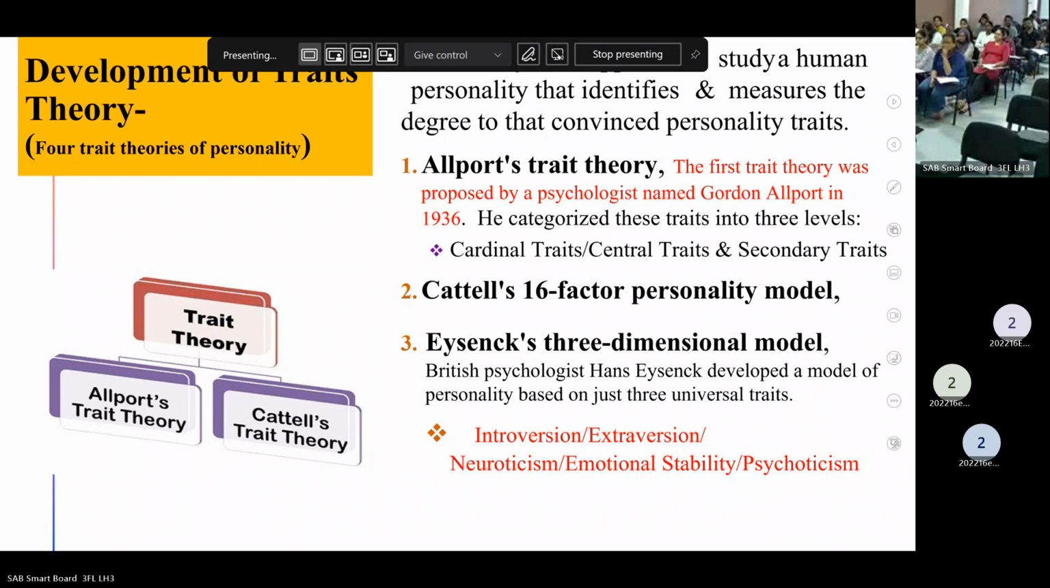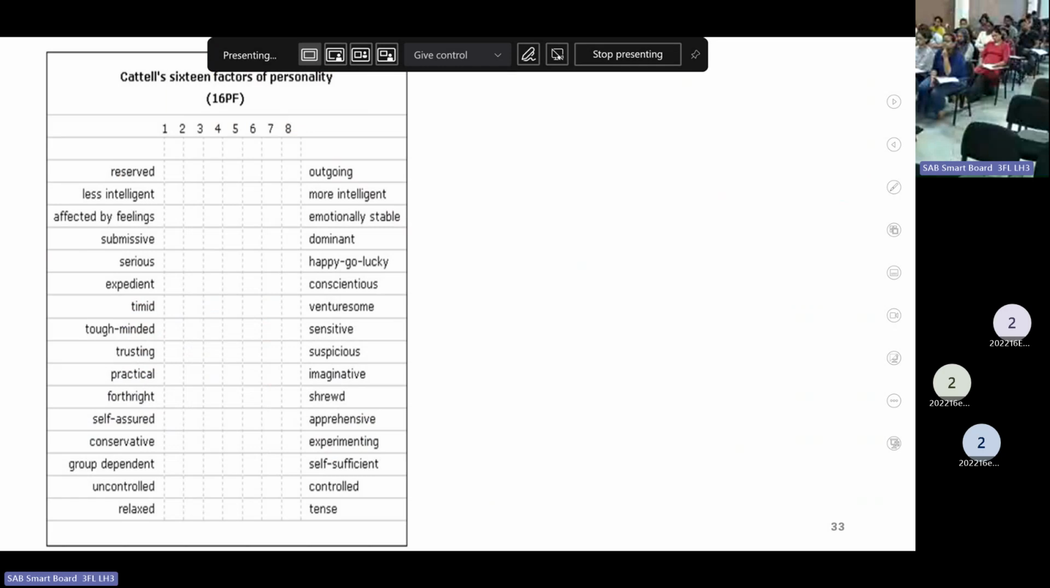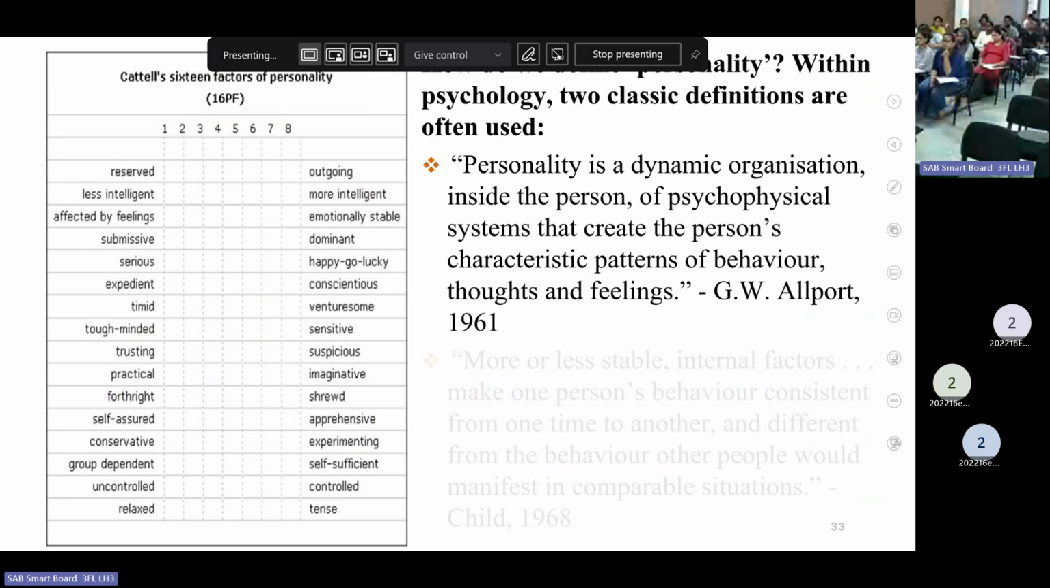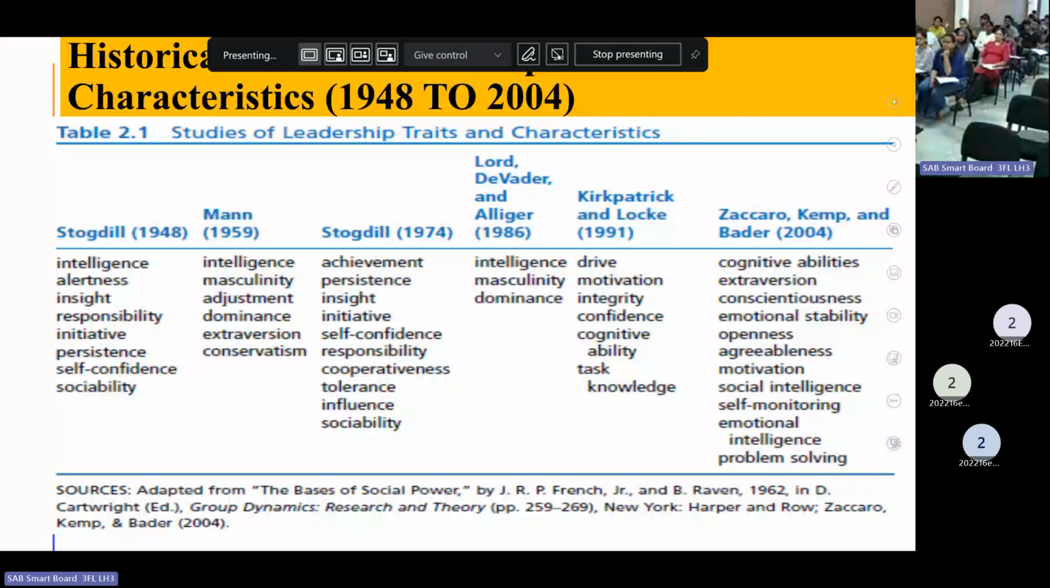Okay. Then they identified the latest one, the five-factor personality model. Someone came out with a five-factor personality model to contribute to leadership. What are those five factors? He asked one, extraversion. That is one of the factors. This is some theory that I'm not going to do. This is the one I was talking about.